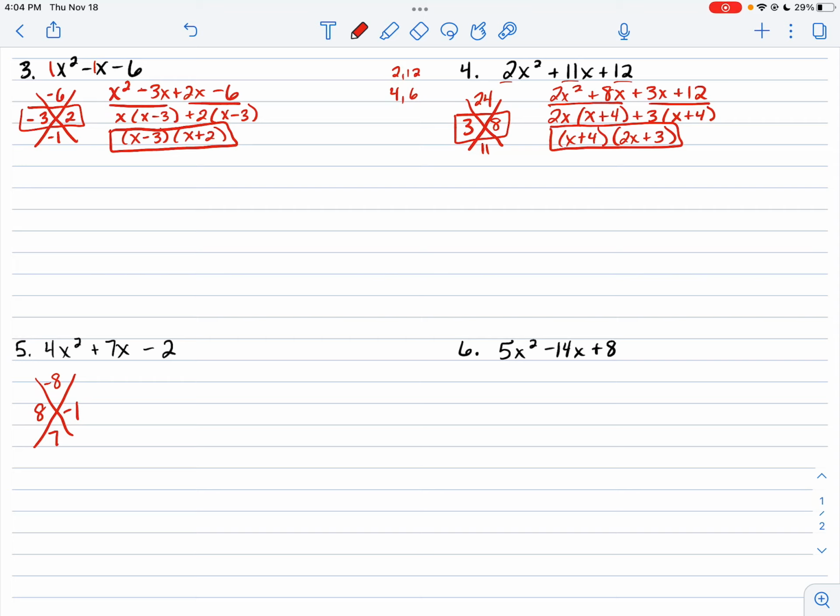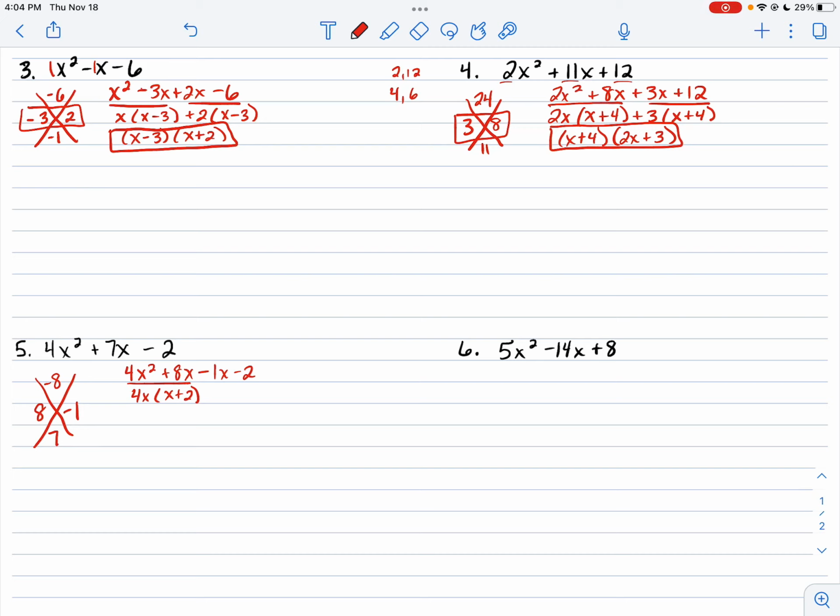So when I put this in here, I'll do 4x squared. I'll go ahead and put the 8x next, and then minus 1x minus 2. So if I group the first two together, I see that they're both divisible by 4x. So I'll take out a 4x, and I'm left with x plus 2.